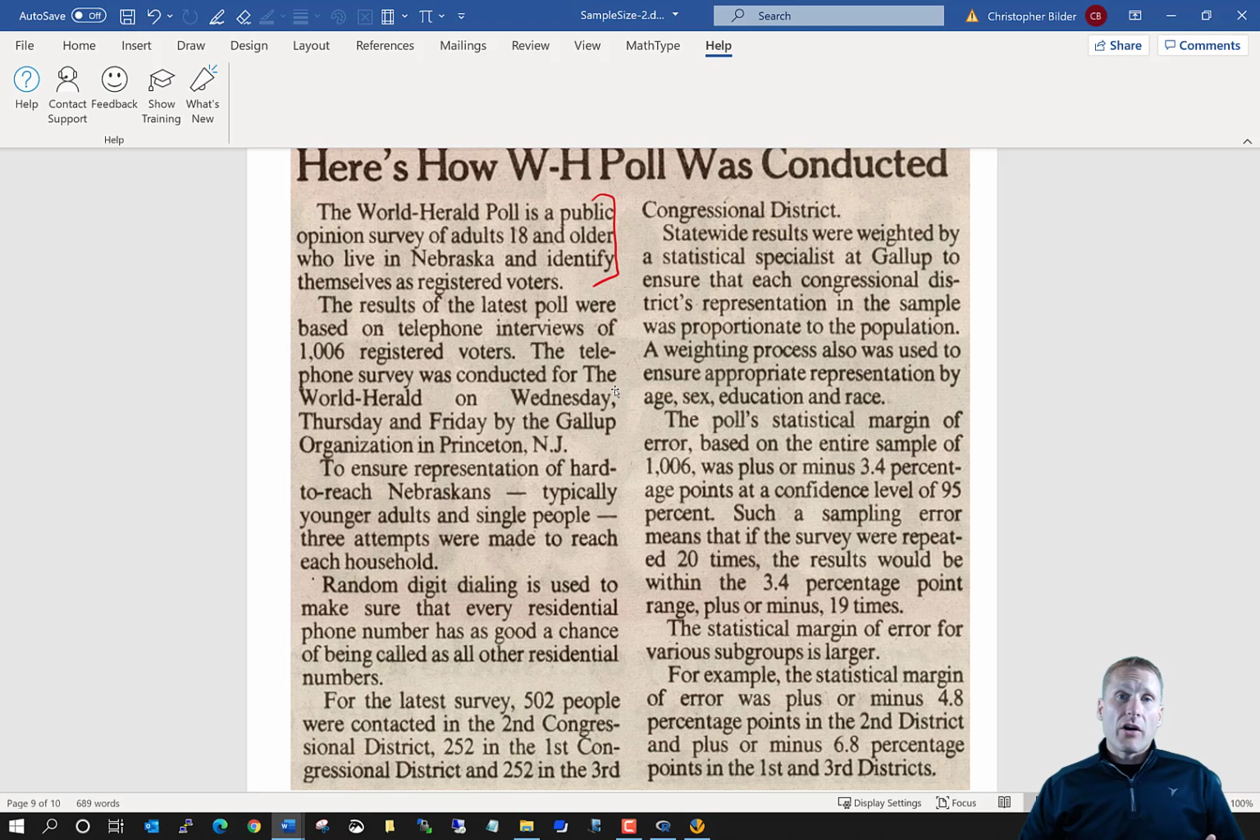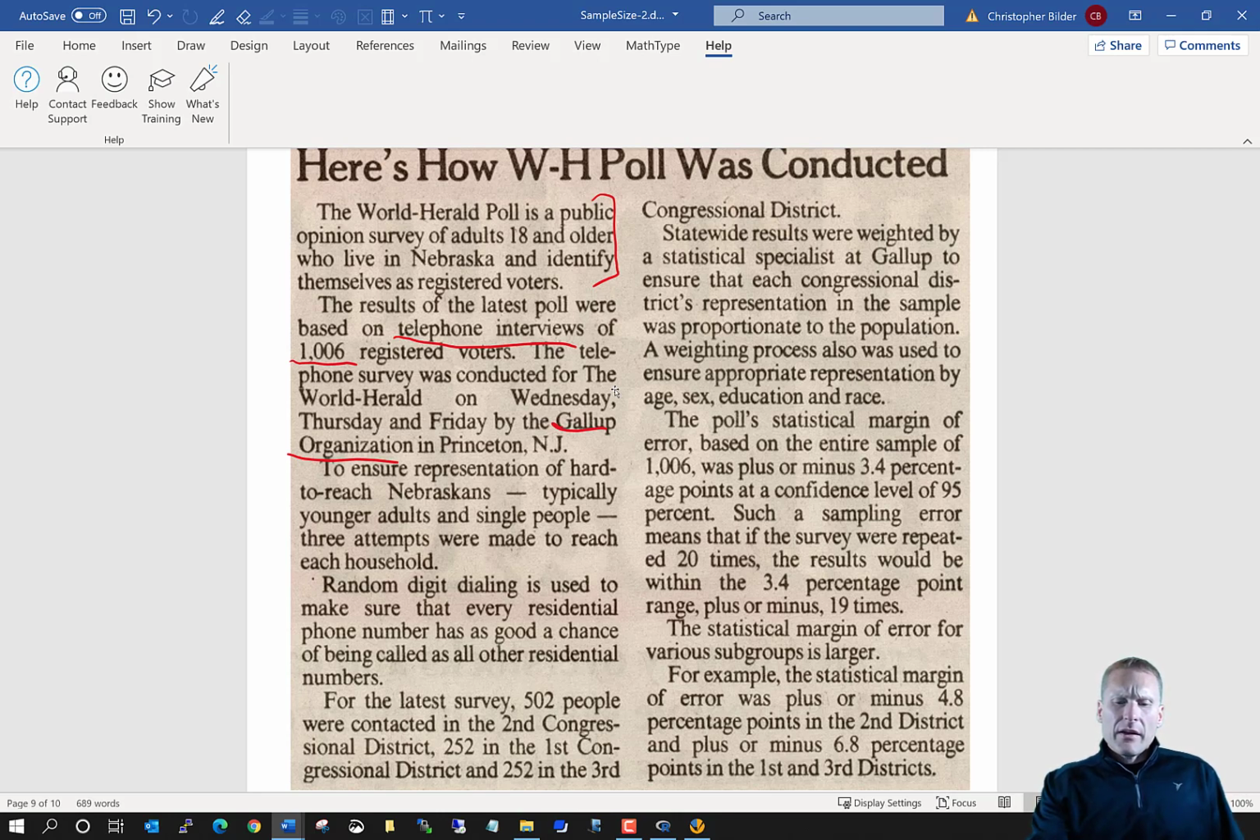Maybe they should also look more into likely registered voters, because just because you're registered doesn't mean that you actually vote. So the poll was done based upon telephone interviews, commonly done. 1,006 registered voters. It was done by the Gallup organization, which says from Princeton, New Jersey, but their current main corporate headquarters is actually in Omaha.